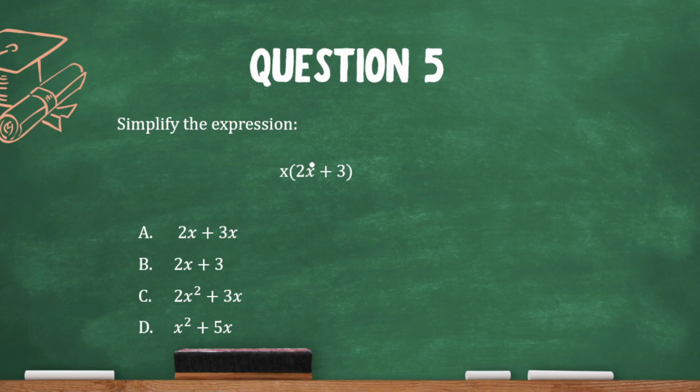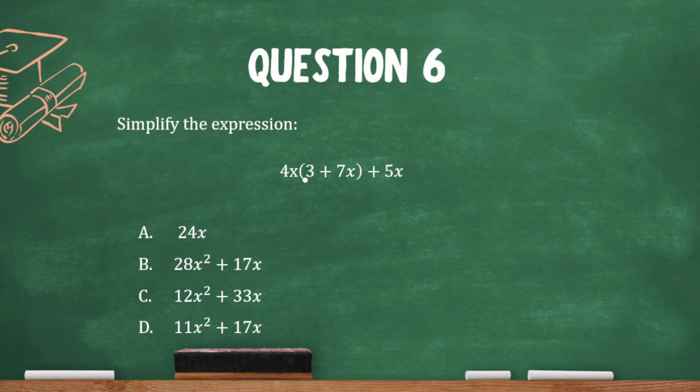We've got to distribute again. X times 2x is 2x squared, and x times 3 is positive 3x. Our answer is C.